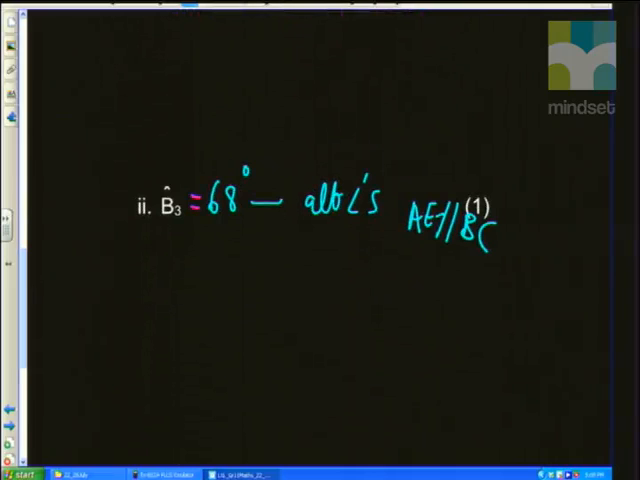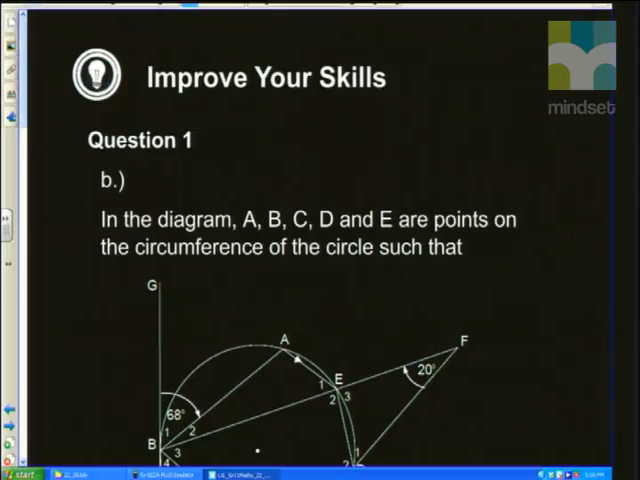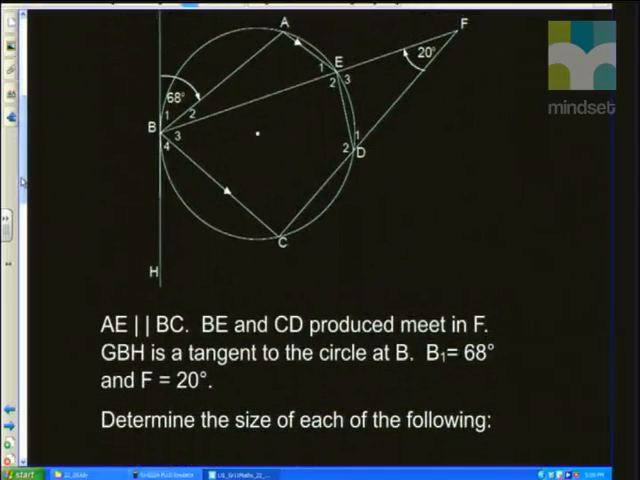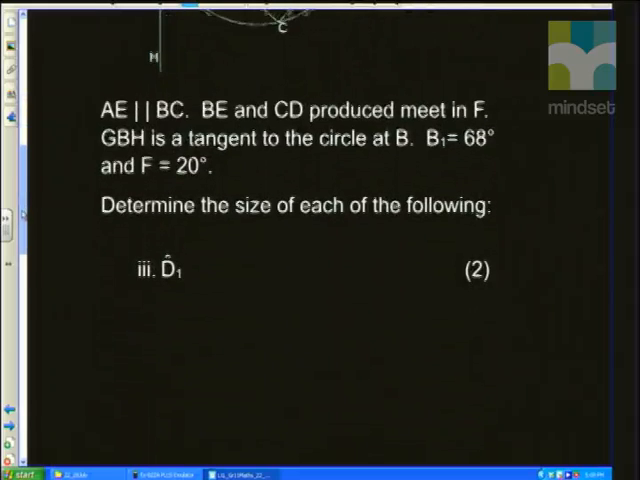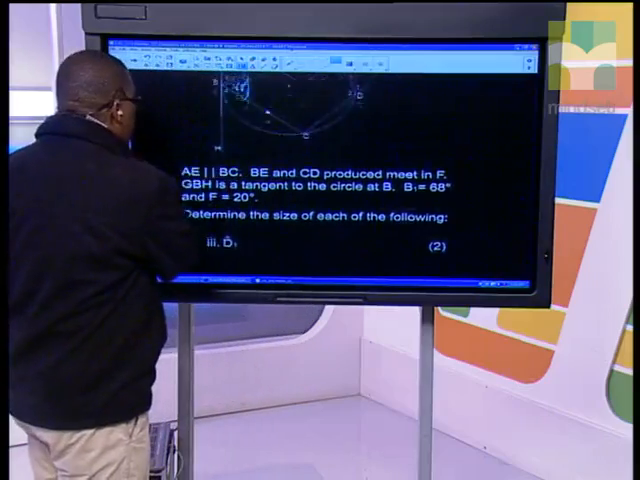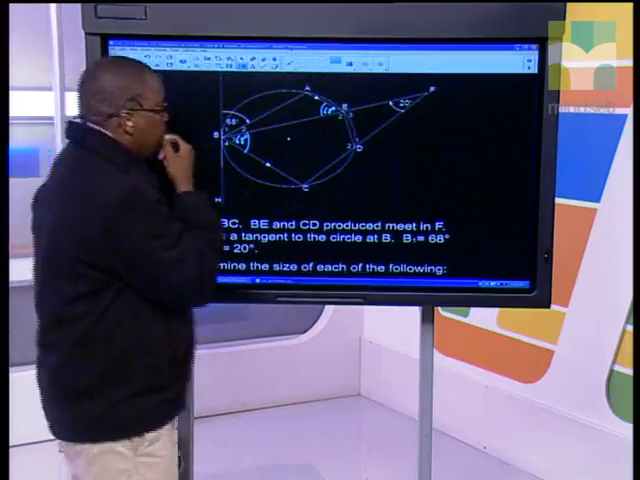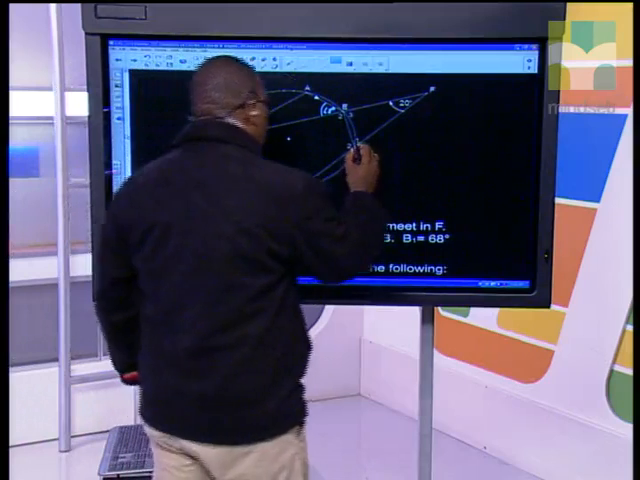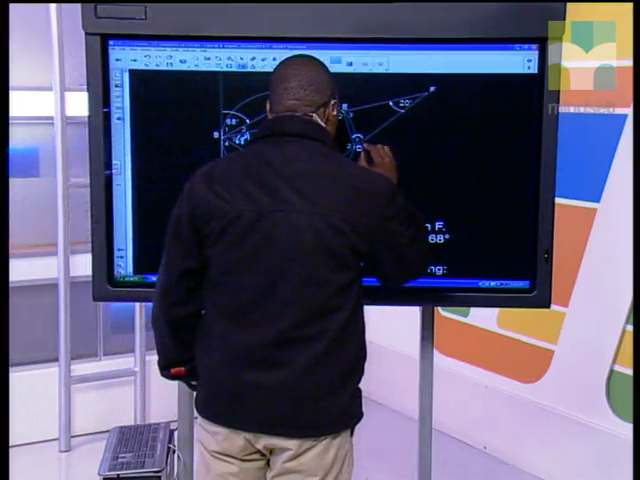Right. Now, guys, we move on to the next one. Let's just indicate the angles that we've got. We've got 68 here, and then 68 there as well that we worked out previously. Now, find the size of D1. We need to work out the size of D1, right? Let's check where D1 is. There is D1, right?